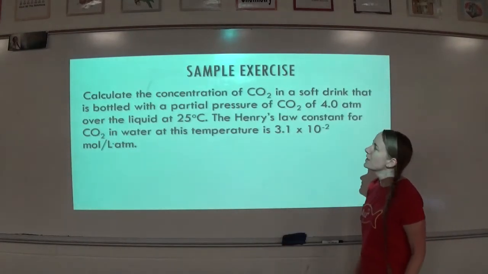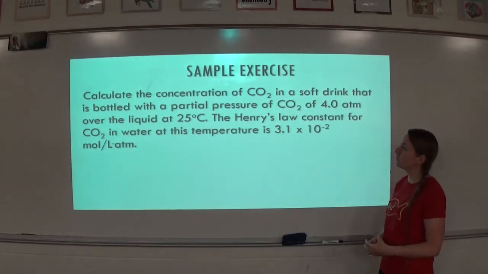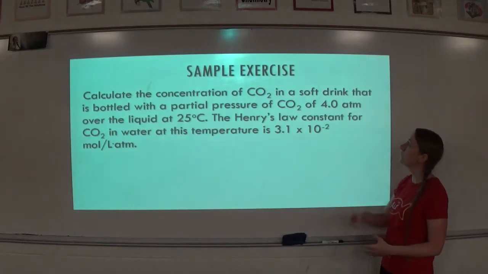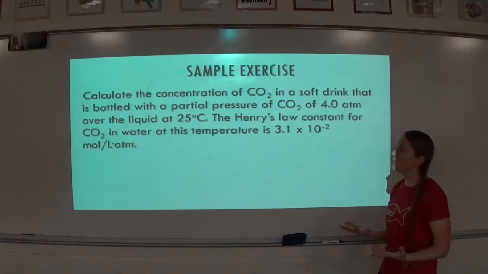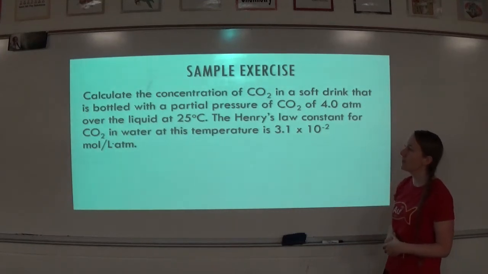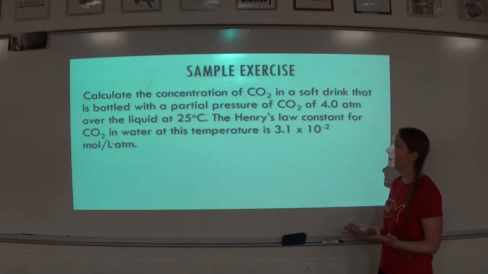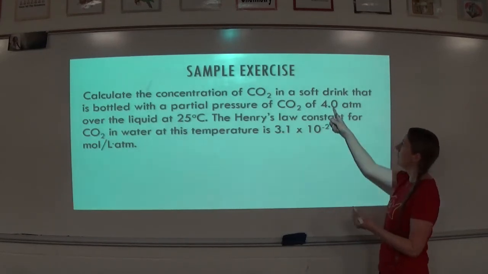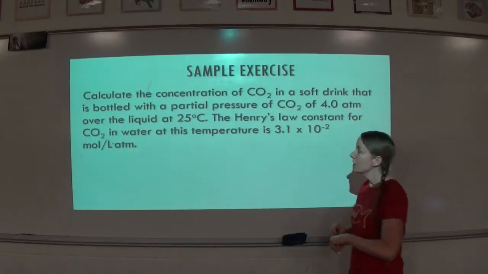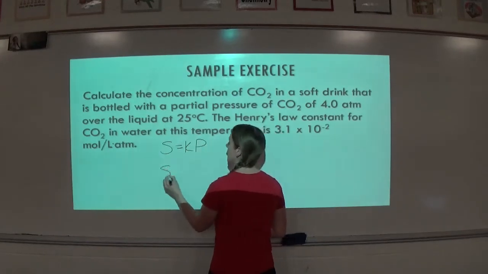They're really simple. So it says calculate the concentration of CO2 in a soft drink that is bottled with a partial pressure of CO2 of 4 ATM over the liquid at 25 degrees Celsius. The Henry's law constant for CO2 in water at this temperature is 3.1 times 10 to the negative 2 moles per liter times ATM, or atmospheres. Okay, so the good news is we have ATM, so we don't need to convert.